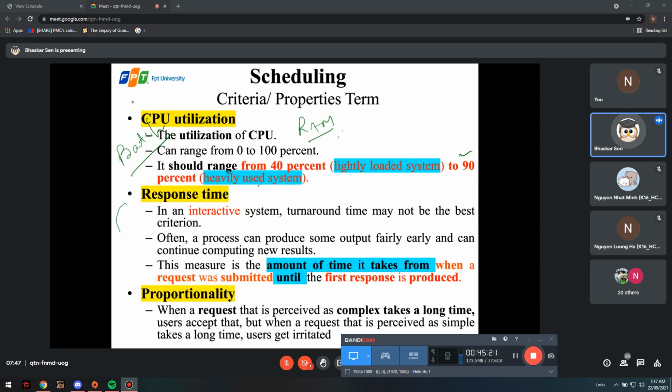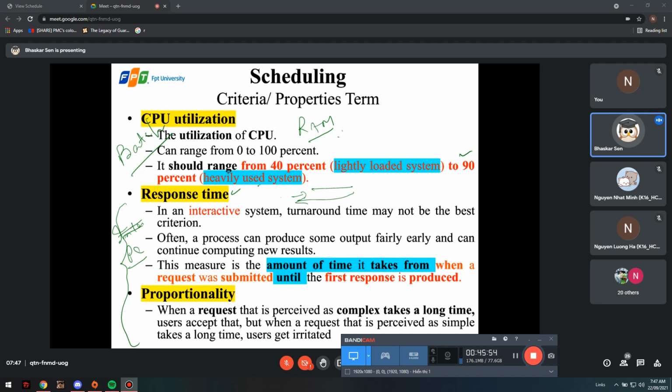Then response time and proportionality, these two are for interactive systems, or I could simply write PC, personal computer. Okay, interactive system. What is response time? Response time is when you assign a task to a running process, how fast a reply is generated and the task is performed.